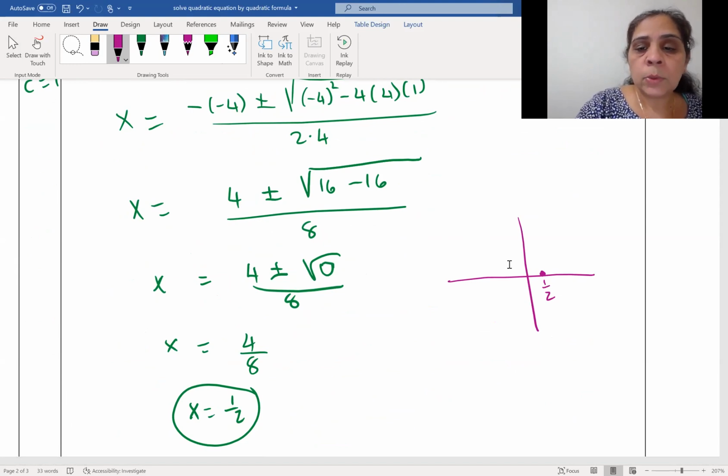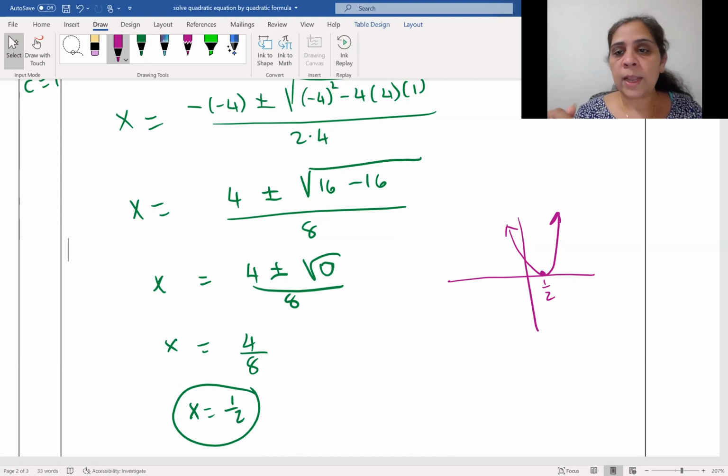My A is positive, so you will get a graph like this. And that's it. I hope this helps you better understand how to plug into the quadratic formula, and it will help you solve quadratic equations.